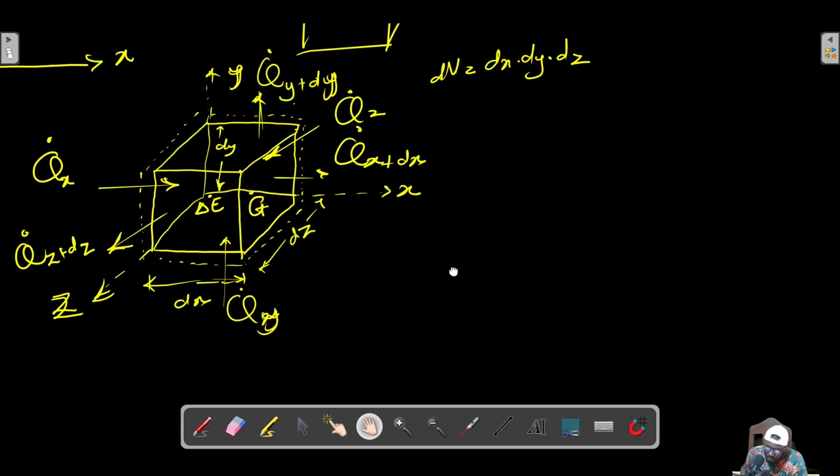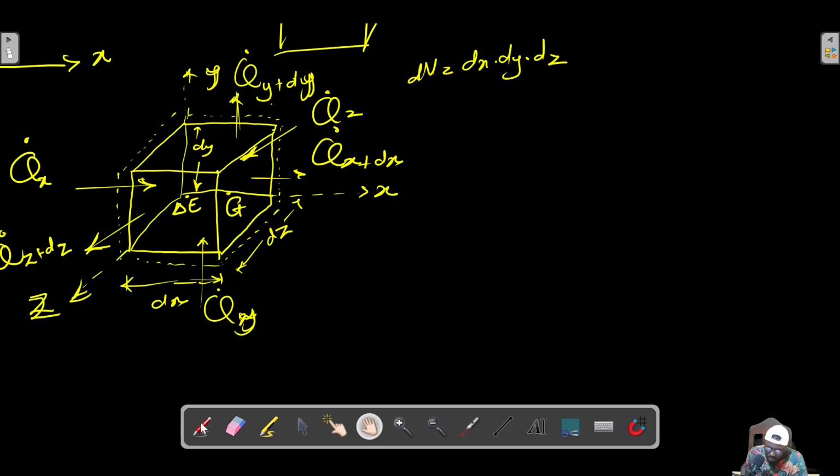Now, you may probably see in other books, don't get confused. Wherever you see ES in other books, it means here my change in thermal energy. The time rate of change in ES will be the time rate of change in my thermal energy. That is all what I mean here.